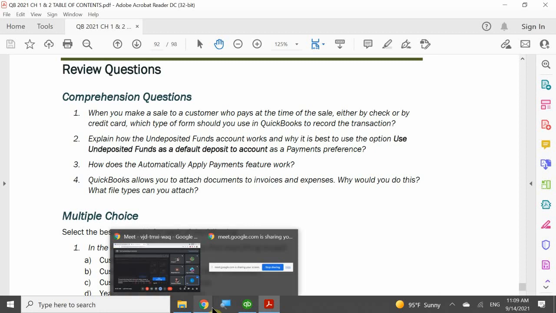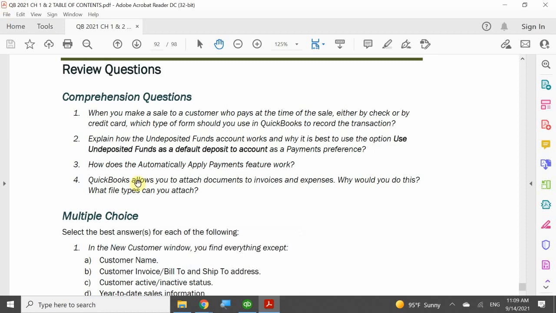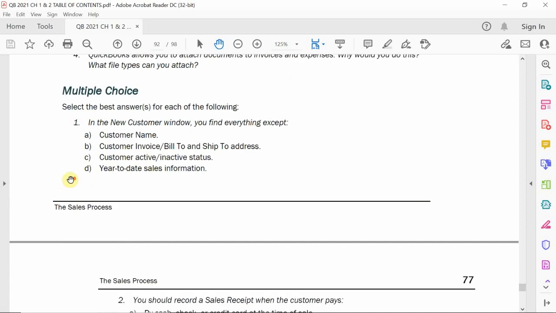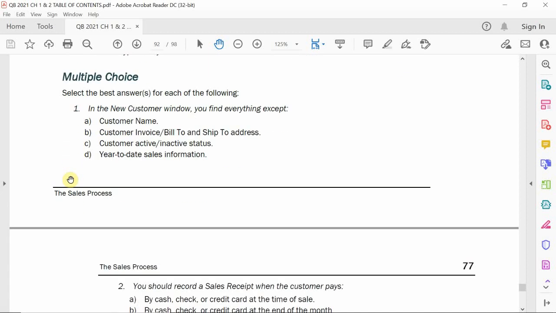All right, so let's get started with the review questions. Again, these are questions to think about when you're studying. But I want to make sure we go over the multiple choice questions. So here are the instructions: select the best answer for each of the following.